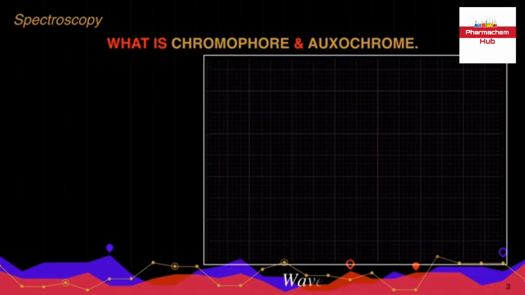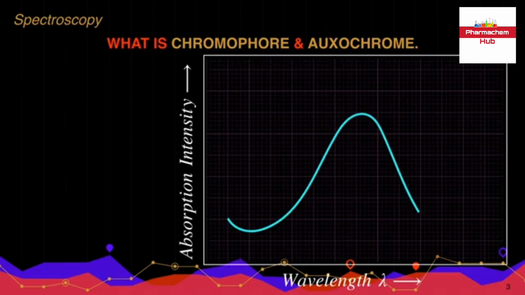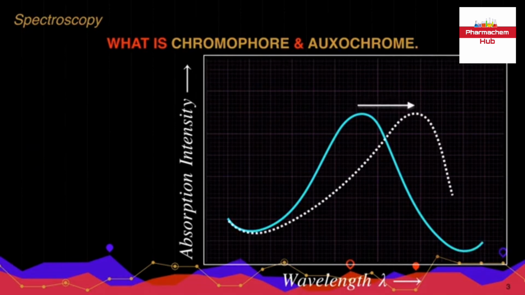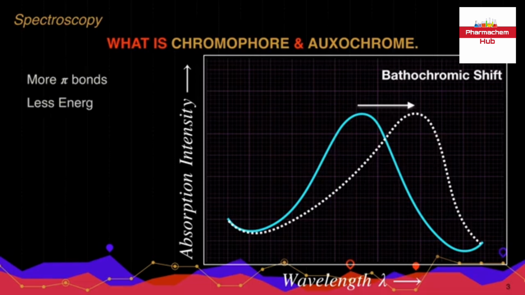Also, it can be stated that the more number of pi bonds reduces the energy gap between bonding and antibonding state, thus reducing the energy of transition. As energy is inversely proportional to wavelength, the absorption band shifts towards higher wavelength. This type of shift is known as bathochromic shift.